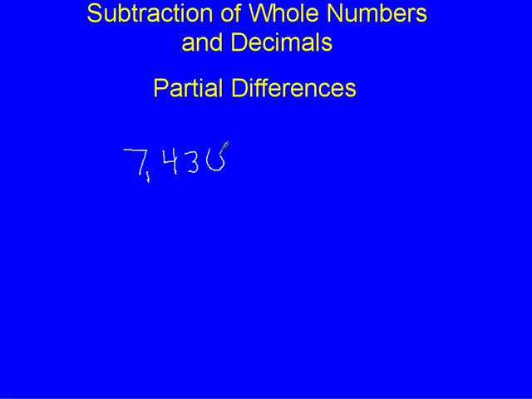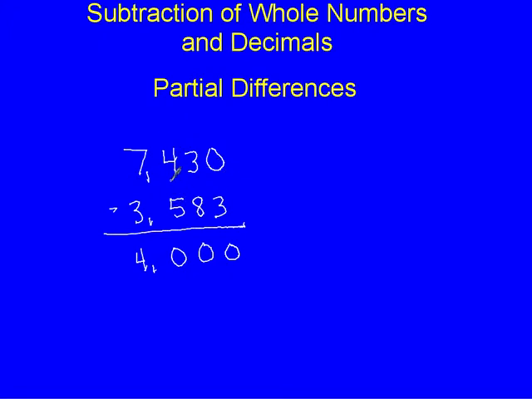So the first problem that we're going to start with is 7,430 subtract 3,583. Again, with place value. Starting in the thousands place, 7,000 minus 3,000 is 4,000. Going to the hundreds place, 400 minus 500.